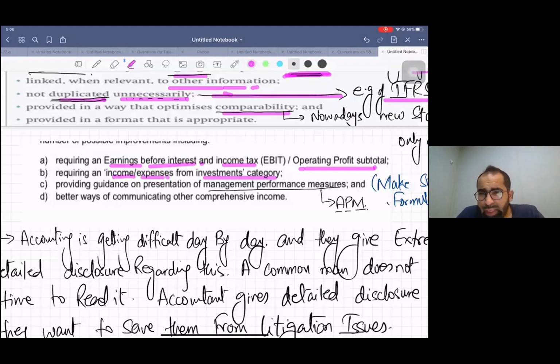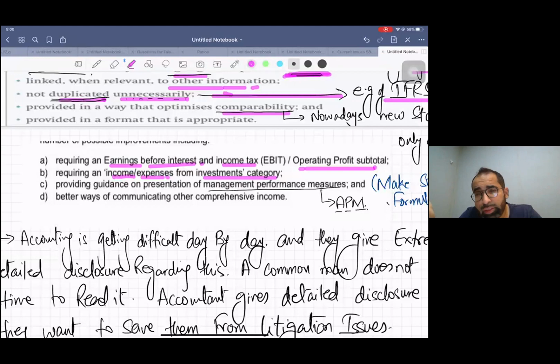Till now, we have studied APMs, additional performance measures, and normal ratios as well. Till now, there is no IAS or IFRS for ratios. So normally companies calculate ratios on their own.